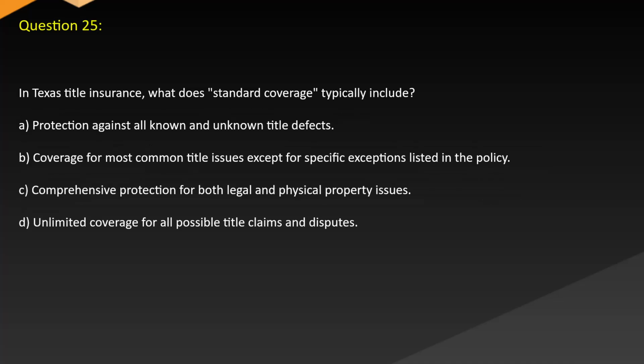Question 25. In Texas title insurance, what does standard coverage typically include? A. Protection against all known and unknown title defects. B. Coverage for most common title issues except for specific exceptions listed in the policy. C. Comprehensive protection for both legal and physical property issues. D. Unlimited coverage for all possible title claims and disputes.